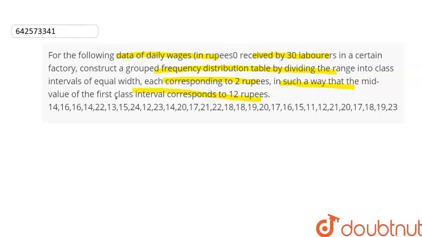So our class intervals will be as follows. The lowest value that we have in the distribution is 11, and now we have to keep the mid value as 12, and a difference of 2 should be there. That means 11 to 13, and this will go up to the highest value I can see here, which is 24. So 14 to 16, then 17 to 19, then 20 to 22, and 23 to 25.